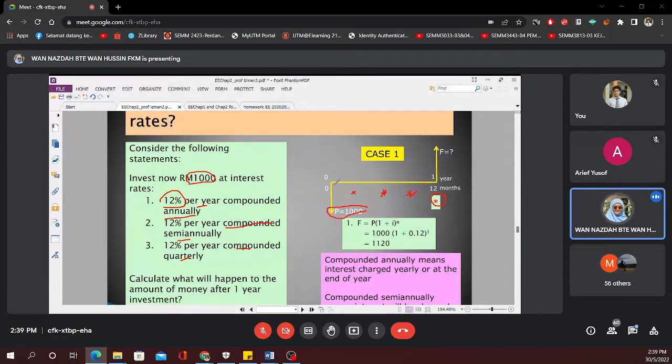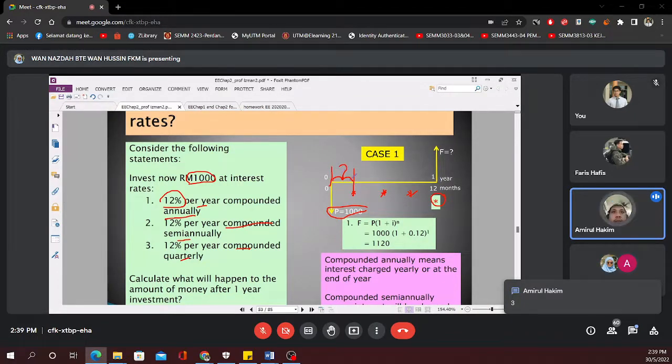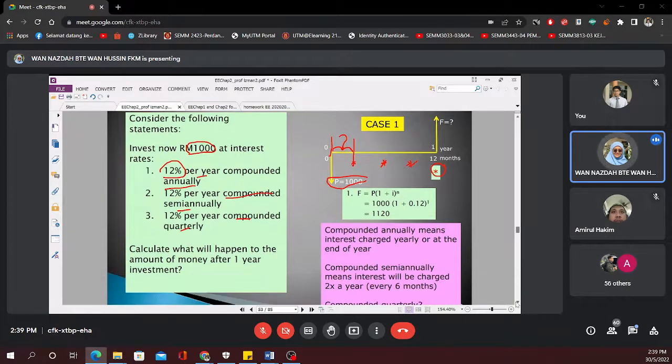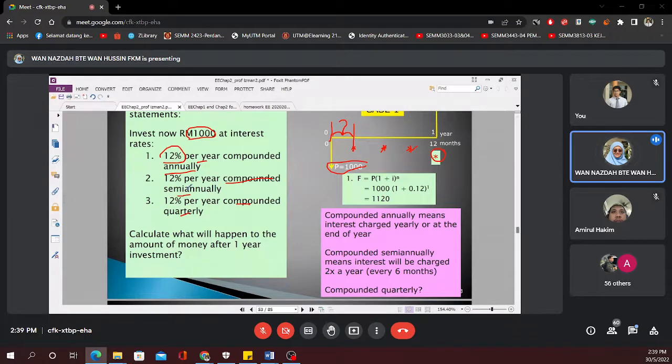So how long is this gap? Berapa lama ni? Quarterly. Quarterly tu berapa bulan sekali? 3 bulan. Maksudnya bank tu akan charge awak setiap 3 bulan. Jadi 12% ni is no longer 12%.